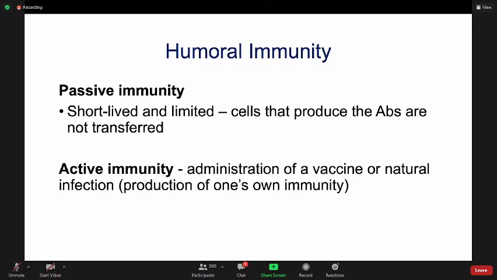As opposed to active immunity, where you're actually administering an active component of a pathogen, probably weakened, so that the individual can produce their own immunity. They produce their own specific cells and their own antibodies. And active immunity is obtained either through vaccination or from natural infection.